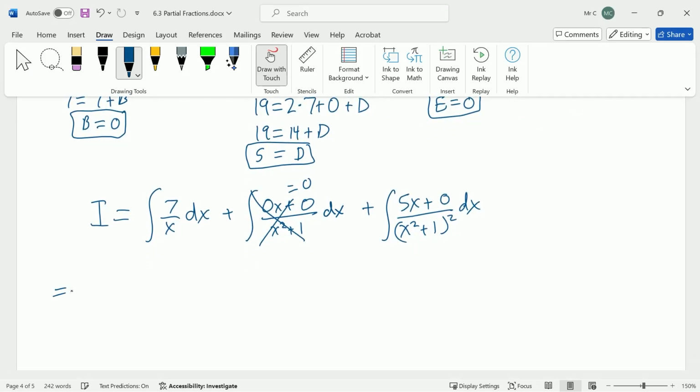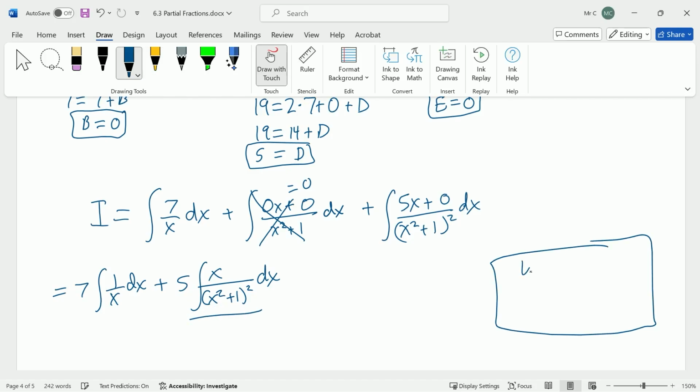And so now we'll just integrate normally. This becomes 7 times the integral of 1 over x dx. I'm going to go a little quickly here. Plus 5 times the integral of x over (x squared plus 1) squared dx. And for this one, I need to do a u substitution. So I'll write that over here. u equals x squared plus 1. du is 2x dx. I have an x dx expression in the integral. So I'm going to make this du over 2 equals x dx.